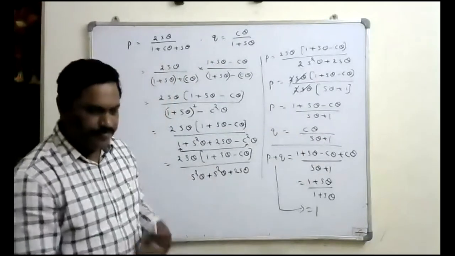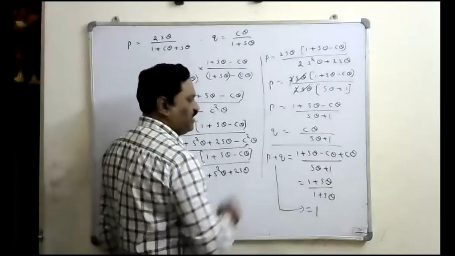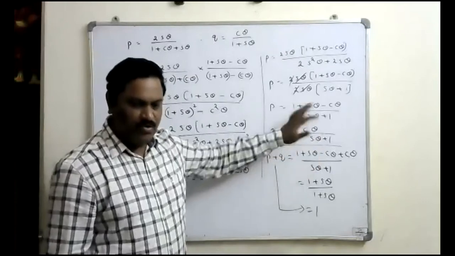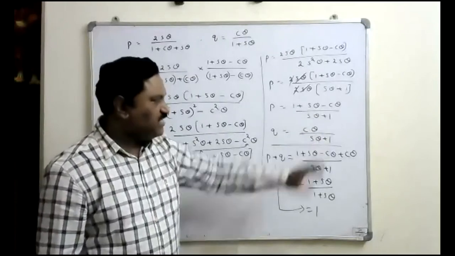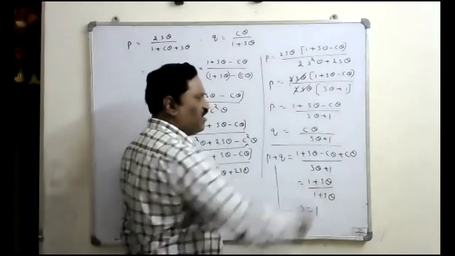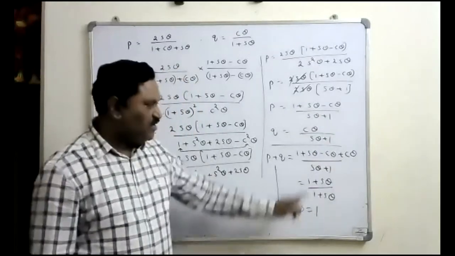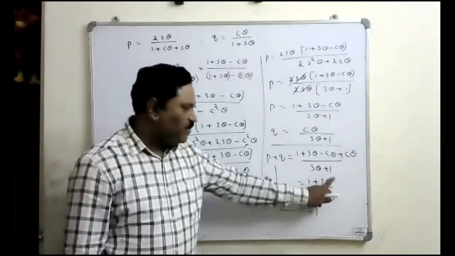दोनों भी add करो. So if you add them, P plus Q is equal to, ये दोनों का नीचे denominator में sin theta plus 1 is there. दोनों को same term है. So LCM sin theta plus 1 होता है. मतलब numerator add करना पड़ेगा. Numerator add किया तो cos theta gets cancelled. बाकी 1 plus sin theta upon sin theta plus 1, that is 1.